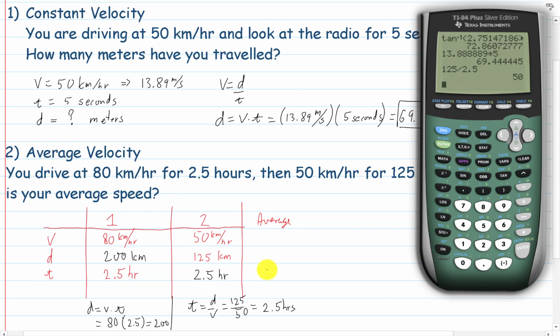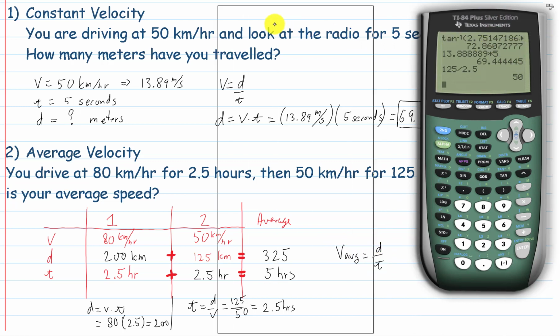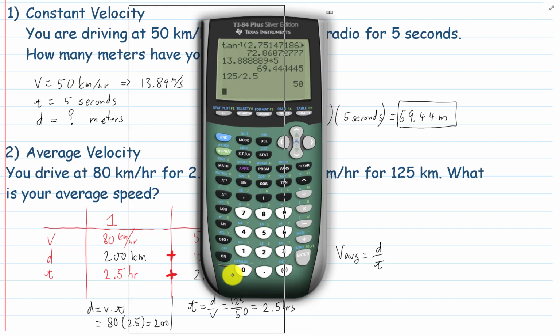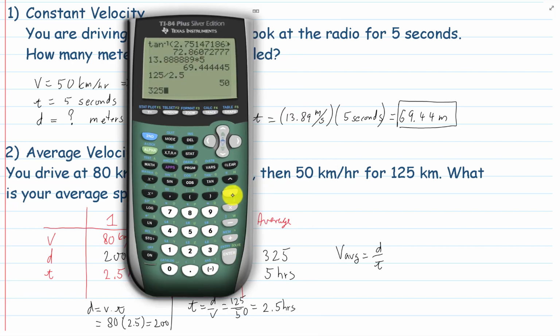So it's a total of 5 hours and a total distance of 325. And how did I get those numbers? It's just adding the times and adding the distances, and you get the average, which is equal to distance over time. That's 325 divided by 5, which will be 65.